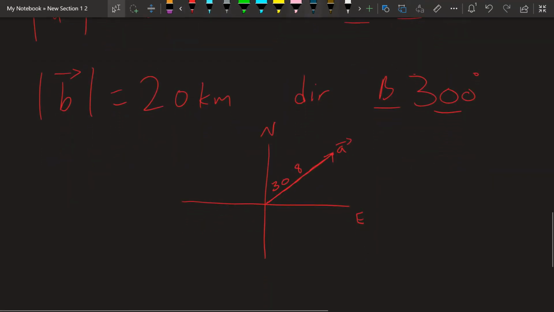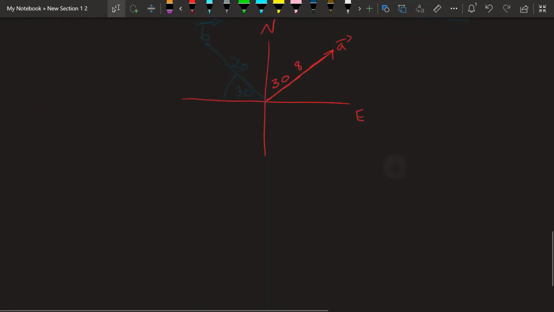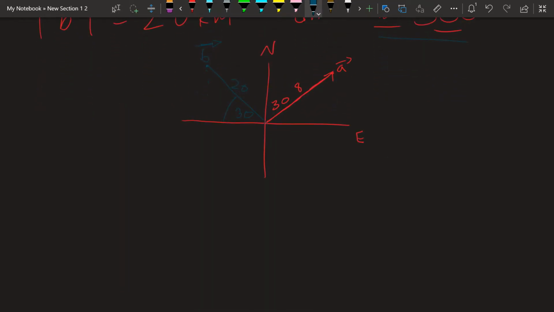So that's A. Let's change color. Let's draw B. B is bearing of 300. Now, bearing of 300, you know how to find bearing. Go clockwise. You'll end up over here with 30 degrees, right? B, magnitude of 20. Here's B. They're telling you find A plus B, right? Well, here we go. Let's go. This angle is 60, right? You can say that.